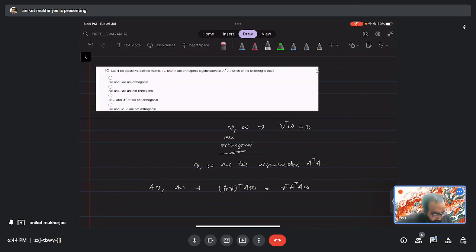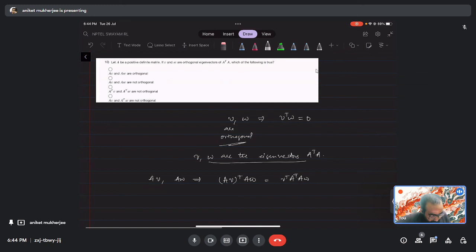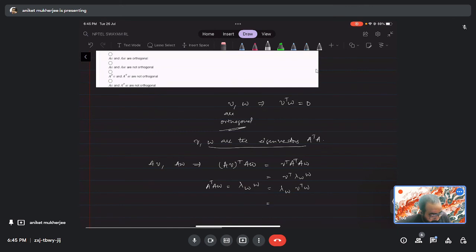Since W is an eigenvector of A transpose A, I can write A transpose AW is equal to lambda W. There exists some eigenvalue lambda for the eigenvector W. So I can write it as V transpose lambda W. Lambda being a real number, I can bring it outside, and we get lambda times V transpose W. But in the question it is given that V and W are orthogonal, so this is 0. That means the whole thing is 0.